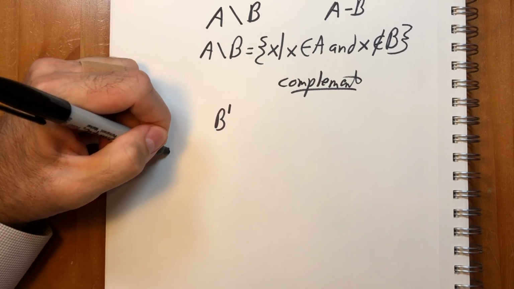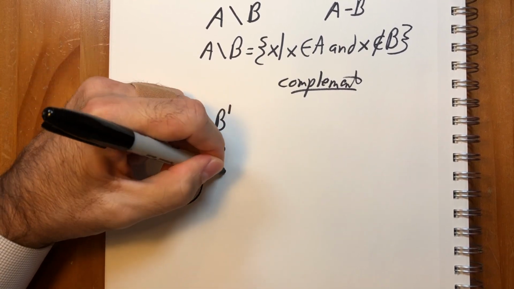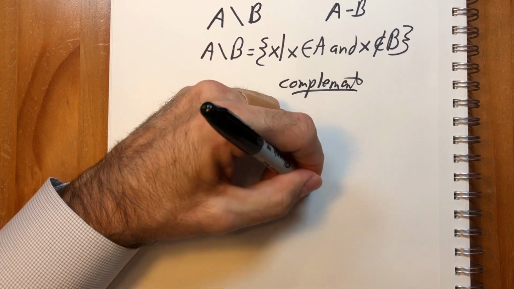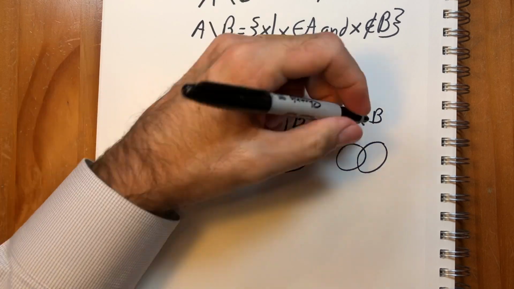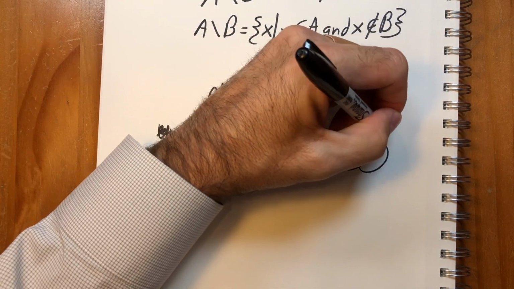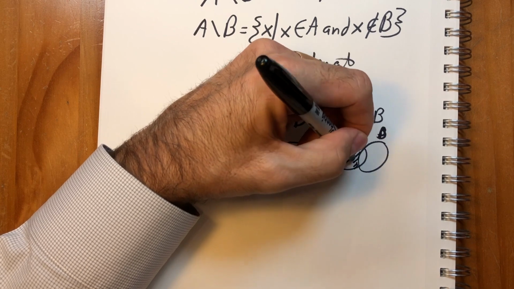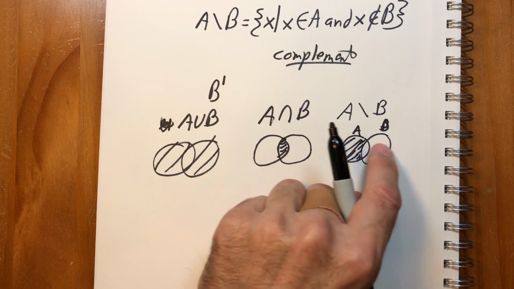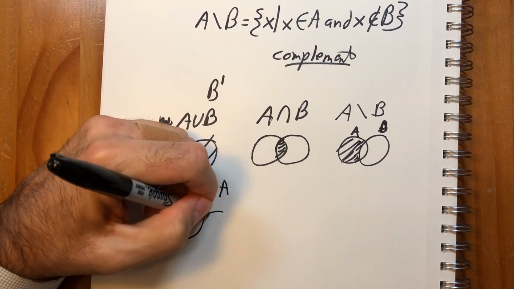So those are our three operations. A union B is everything. A intersect B is just the middle. And if this is A and this is B, then A minus B is just all of this. And then there's a couple more possibilities here, because this one is not commutative. So we also have B minus A, which would be all of this.